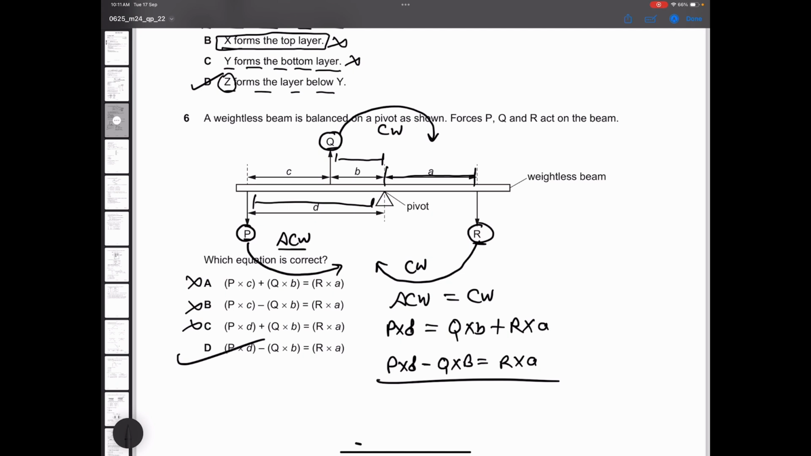What I simply did here is I considered all the three forces, and the first thing I did is consider which direction these forces are trying to rotate the beam. So one is rotating clockwise, the other one is anti-clockwise. Then I did the maths. Anti-clockwise is equal to clockwise.